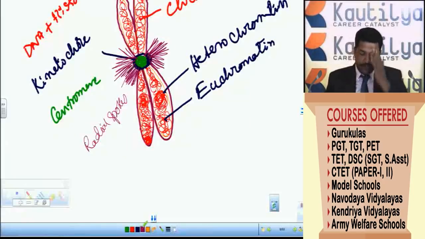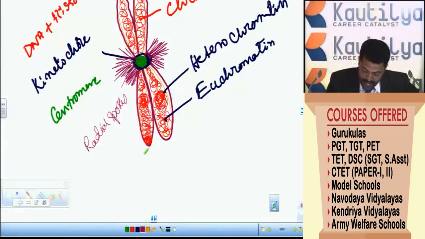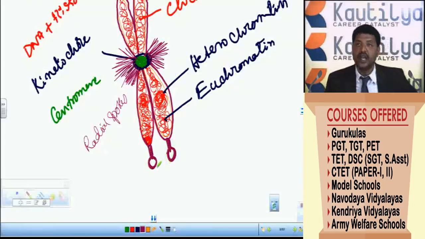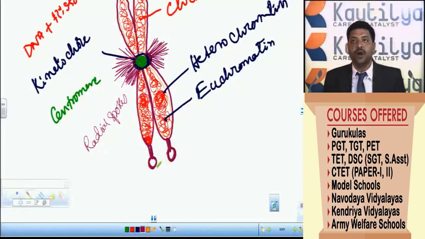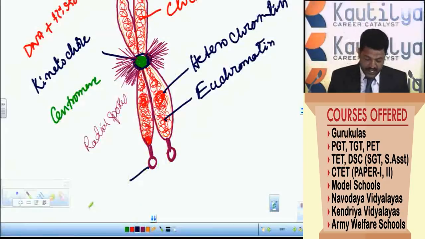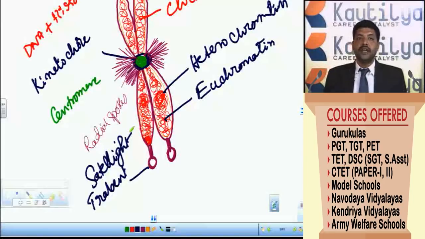And at the same time, in some chromosomes, apart from the primary constriction, we have a secondary constriction. After the secondary constriction, a knob-like, ball-like structure is present. This is called a trabant or satellite.